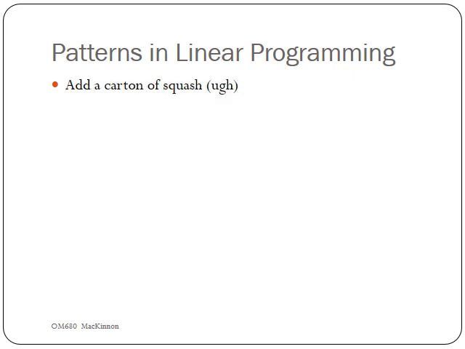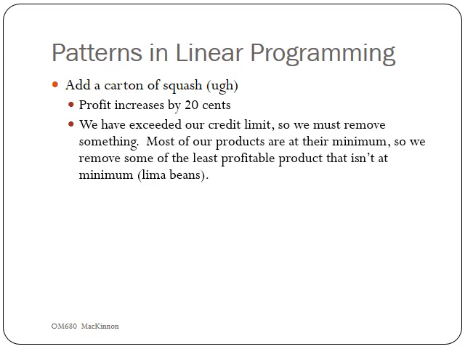So, add a carton of squash. Who wants squash? Especially frozen squash. Come on. Anyway, we add a carton of squash. What will happen? Squash brings in a profit of 20 cents. But we have exceeded our credit limit, so we have to remove something. Most of our products are at their minimum, so we can't remove any of those. So we have to remove the least profitable product that isn't at its minimum, and that's lima beans. Squash for lima beans, not much of a trade-off.